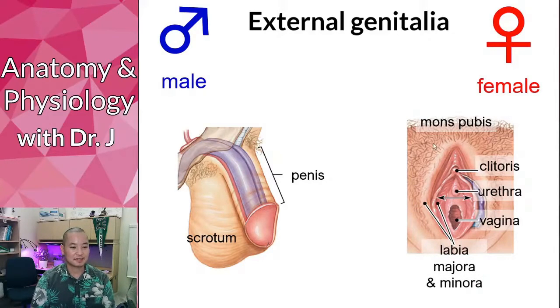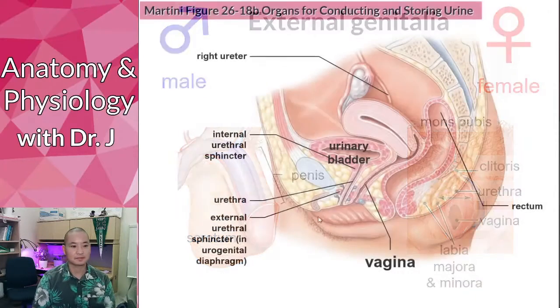And then what we have here, labia majora and minora. Labia is a plural form. So here we have a pair of labia majora. These are the bigger ones, more lateral. And the minora, these are inner and they're relatively smaller.